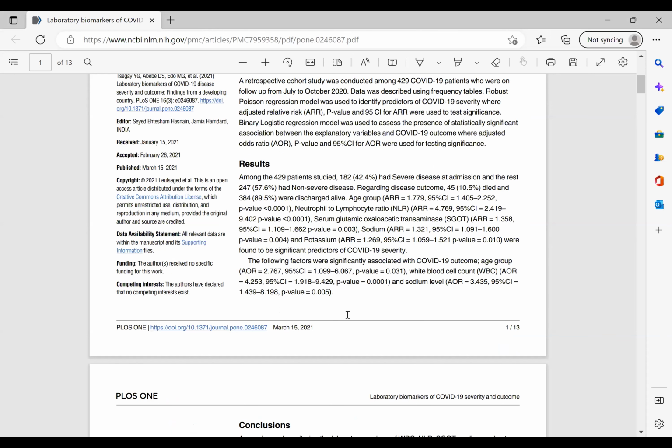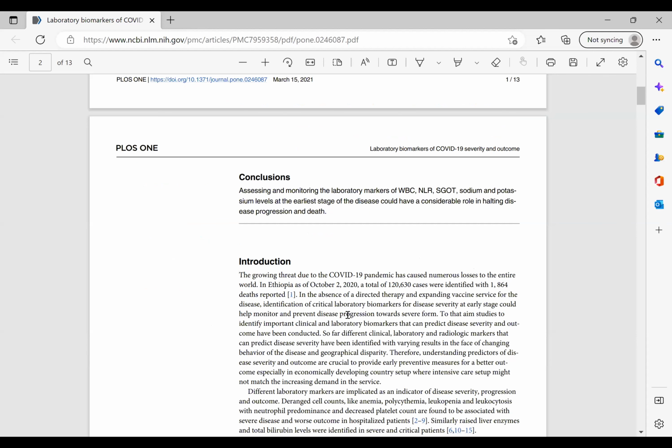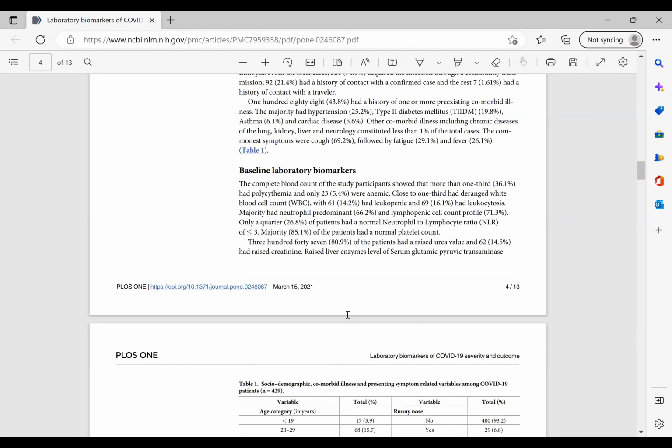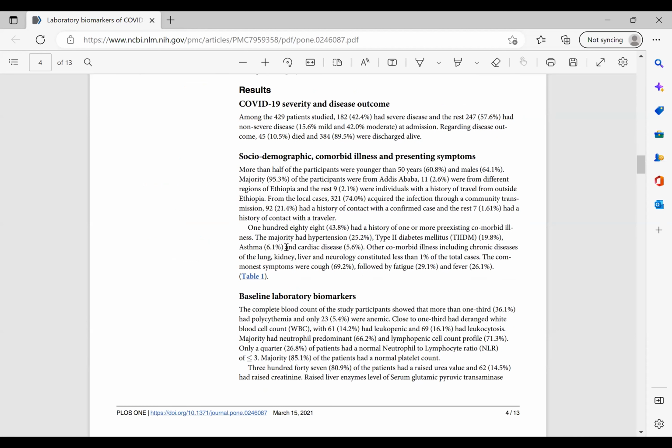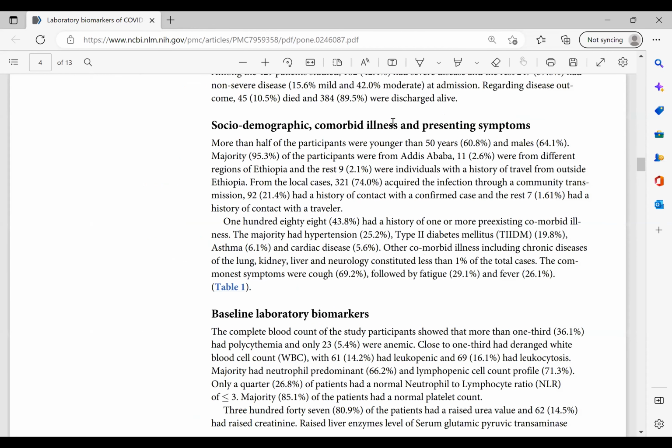So what we did, before we started the analysis to answer which laboratory parameters are significant predictors of disease severity and death, was present the basic characteristics of the study population. So we started by describing the COVID-19 disease severity and outcome, which are our two outcomes. Our study had two outcomes, COVID-19 severity and disease outcome.